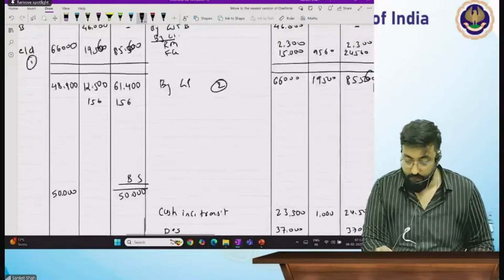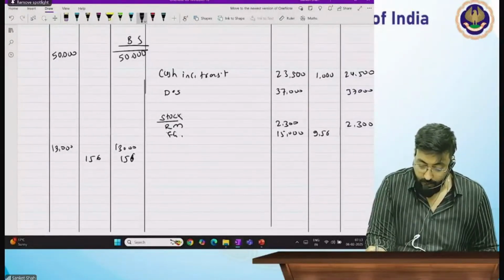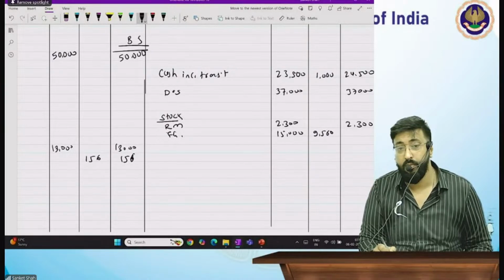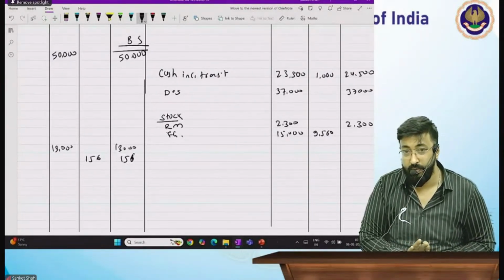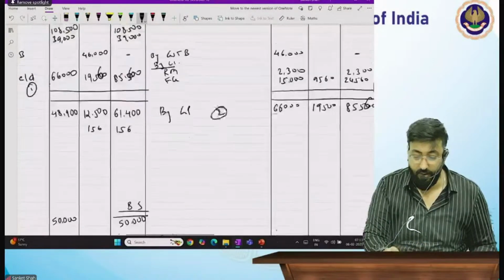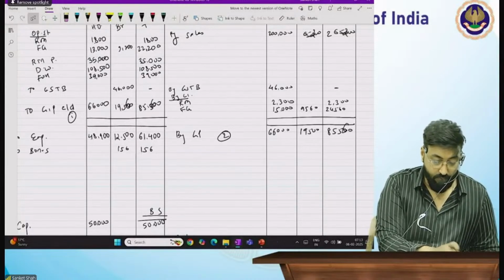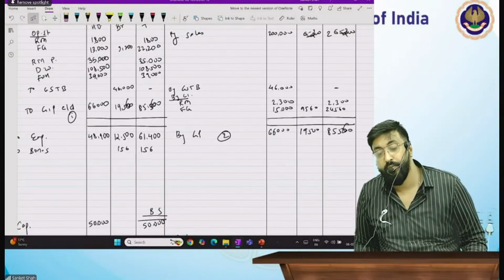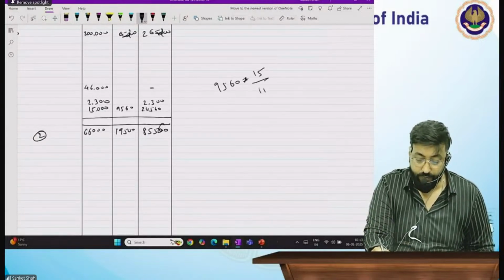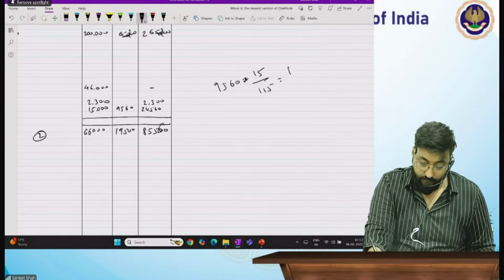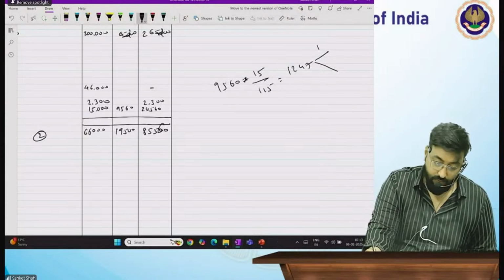Finished goods 15,000 and 9,560. Should I take the total? No, sir, don't take it here total, because it includes the stock reserve. So 9,560, how much is the stock reserve? 1,247. How did you calculate it? 9,560 into 15 by 150. 1,247. How many effects? Two effects. One in the P&L and another one in the balance sheet.